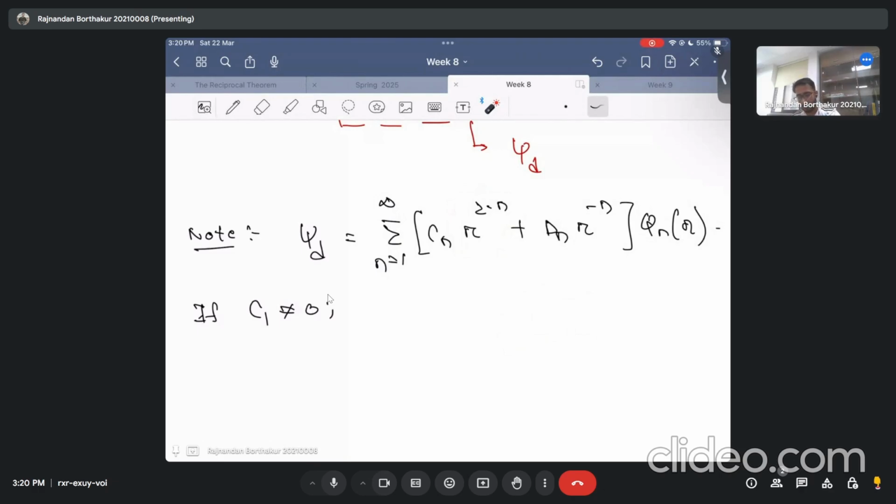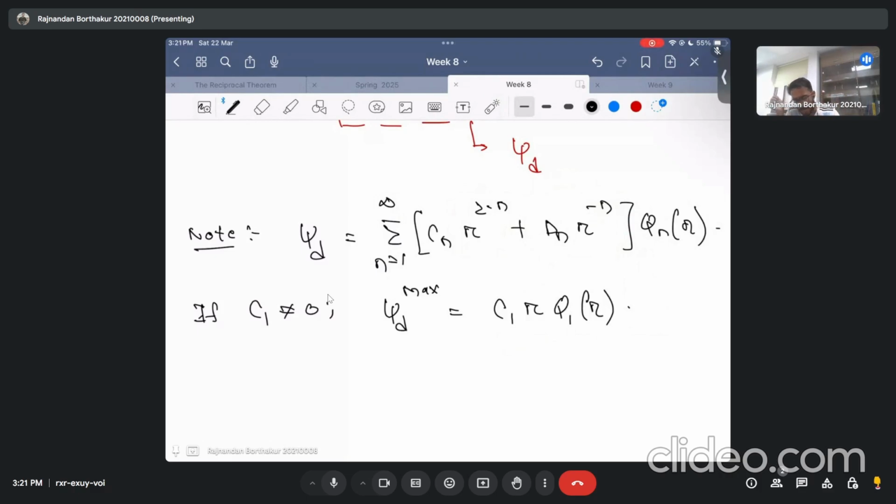So in other words, if C1 is not equal to 0, then we can define something known as psi d max. This is the maximum possible disturbance that the sphere will impart on the fluid, and it should be equal to C1 times r power 2 minus 1, which is just r. I am not bothered about the other term because it will anyway decay as 1 by r. That is for the stream function. For the velocity, it will decay faster than 1 by r square, because velocity is always the derivative. So this C1 r times Q1 is the maximum possible disturbance stream function that could be generated as a result of the flow.